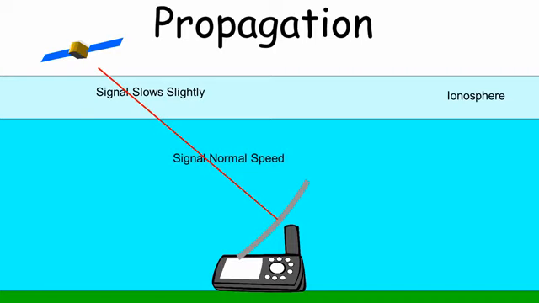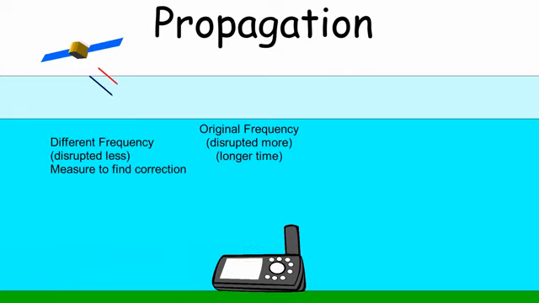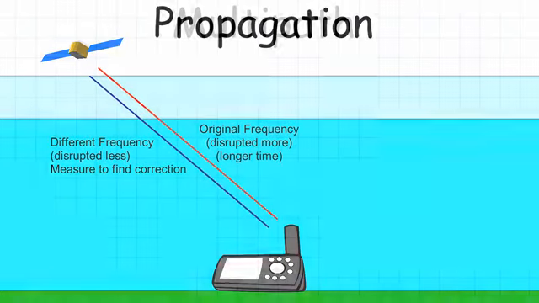Remember, we've already said that for every second of error our position is out by 300,000 kilometers. 1/1,000,000th of a second is going to result in an accuracy of 300 meters, which is still way bigger than we need. GPS can compensate for some propagation errors by transmitting a second signal at a different frequency to the first. Different frequencies are disrupted differently when passing through layers of the atmosphere. Comparing the second frequency to the original gives enough information to work out a correction to apply.